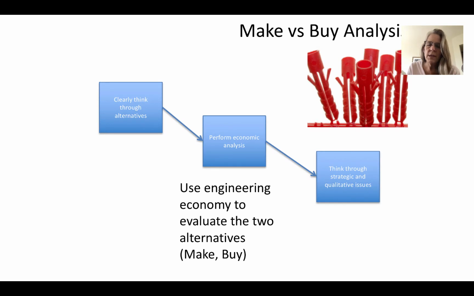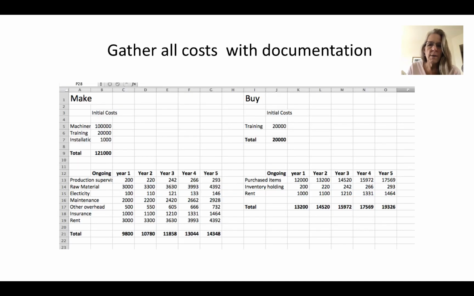Now once we have explored all the costs associated with this, we use engineering economy to evaluate the two alternatives. I have created a simple spreadsheet that documents both the make and the buy alternatives. If we make it, we'll have to have machinery, training, installation. So we have initial costs. We also have ongoing costs: a new production supervisor, raw material, electricity, maintenance, other overhead, insurance, rent. I've laid out the costs in a time series. I've decided to analyze this over 5 years.